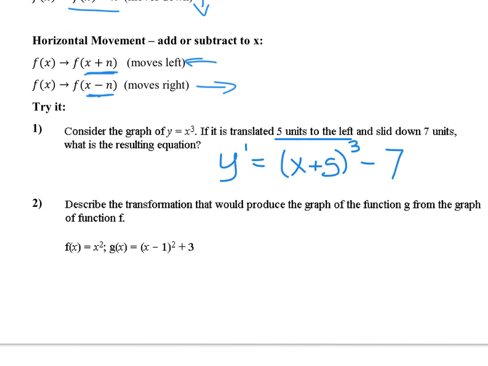So what did we do to get from x squared to this one? If this is our parent function, and we want to get that, this one moved to the right 1, and it moved up 3, because this is up and down and this one is left and right. All right, hopefully you understand that.